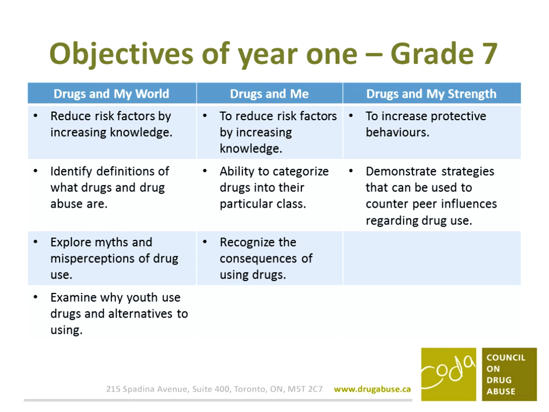The second visit, Drugs in Me, which is aligned with the pharmacology of the drugs, is to reduce risk factors by increasing knowledge and the ability to categorize drugs into their particular classes. So we talk about stimulants, depressants, opioids, and the differences of those drugs, and to recognize the consequences of using some of those different substances. And the third visit, Drugs in My Strength, is to increase protective behaviors and demonstrate strategies that can be used to counter peer influences regarding drug use.